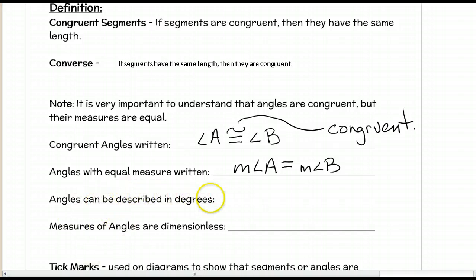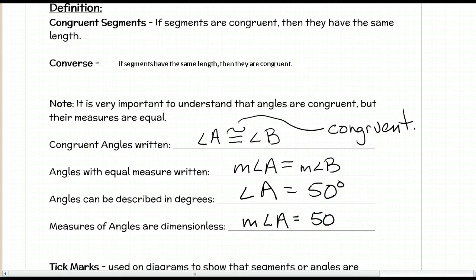Okay? Alright, and then two different ways that we can talk about angles. Angles can be described in degrees, so we would say angle A equals 50 degrees, or if we talk about the angle in terms of its measure, now these are very similar. Again, it's just a notation. We would say the measure of angle A is 50. So if you want to remember an easy way to keep these two different notations separate, you either put the degree symbol or you put the M for measure. Okay, but you don't put both.